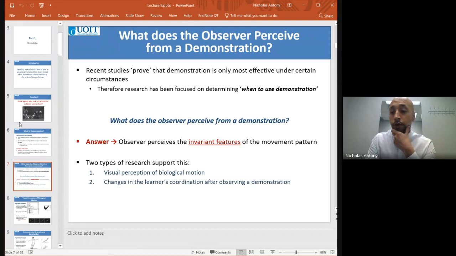picking up? Oh, Ronnie said no. What did I ask, Ronnie? Oh, okay. Sorry. So then any of you guys, Drew, Roy, or Ronnie, what do you think that we pick up when we're observing someone doing a demonstration?